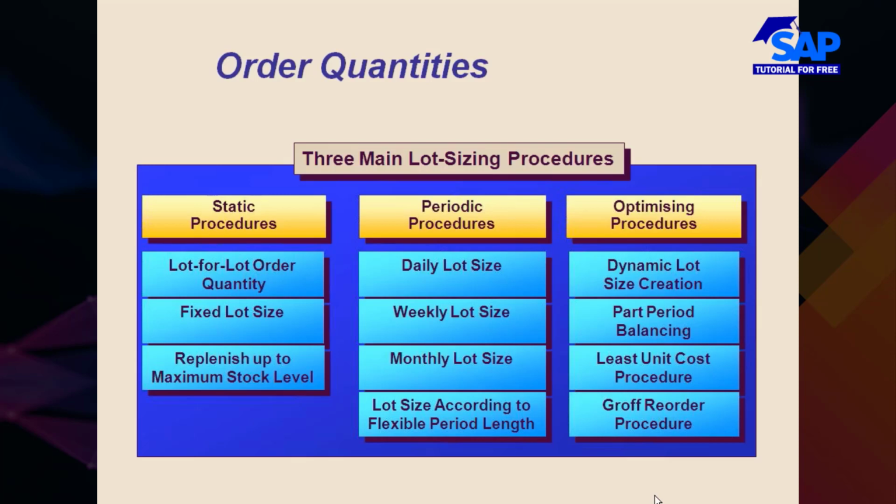Then the next one is periodic lot sizing. Periodic lot sizing is nothing but you will be defining the period. The period could be a single day, a week, a month, or any specified period of time. You can even consider 14 days or 15 days as one period. That is called lot size according to the flexible period length.